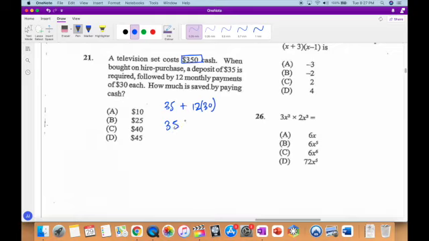So that is 35 plus 360. Oh no, sorry. 35 plus 360 will be 395. So $395. How much is saved by paying cash? So he will save $45. That is $350. $395 minus $350 is $45.